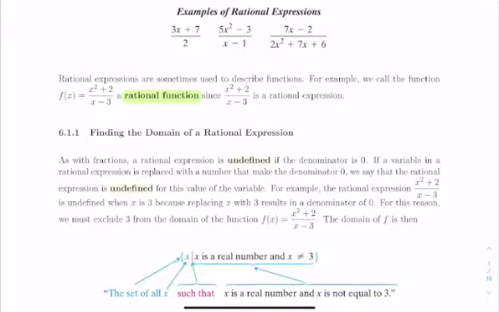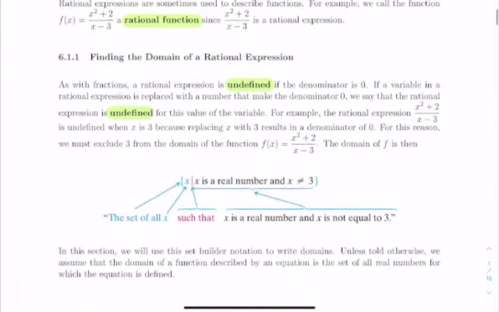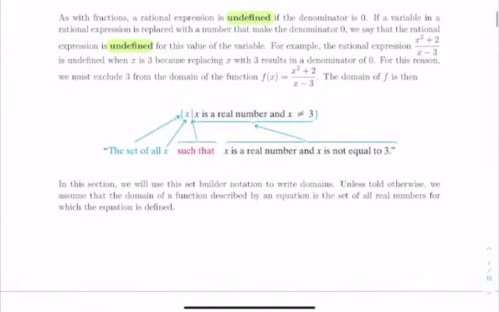As with fractions, a rational expression is undefined if the denominator is 0. If a variable in a rational expression is replaced with a number that makes the denominator 0, we say that the rational expression is undefined for this value of the variable. For example, the rational expression x squared plus 2 over x minus 3 is undefined when x is 3 because replacing x with 3 results in a denominator of 0.